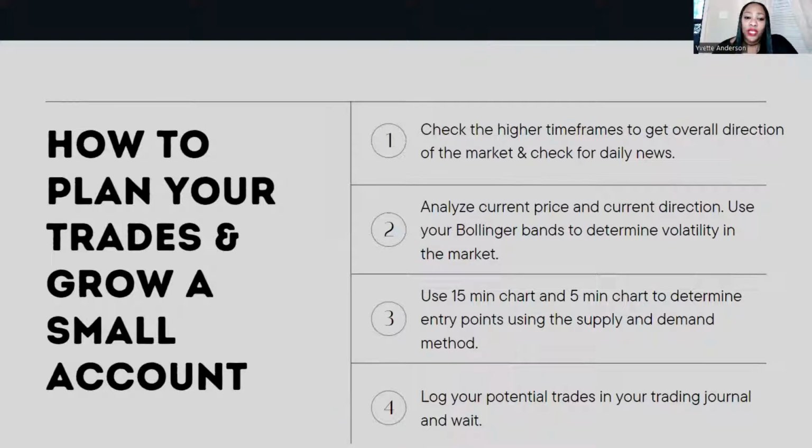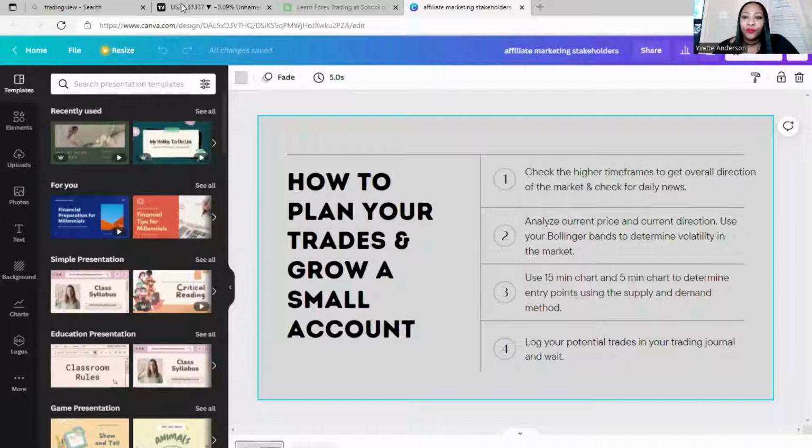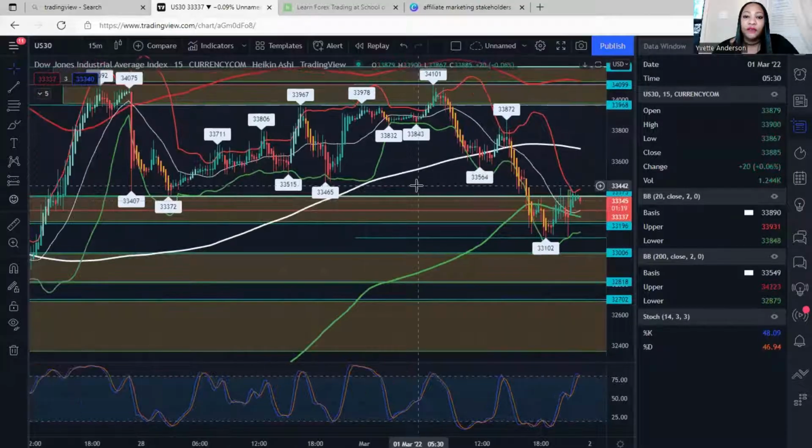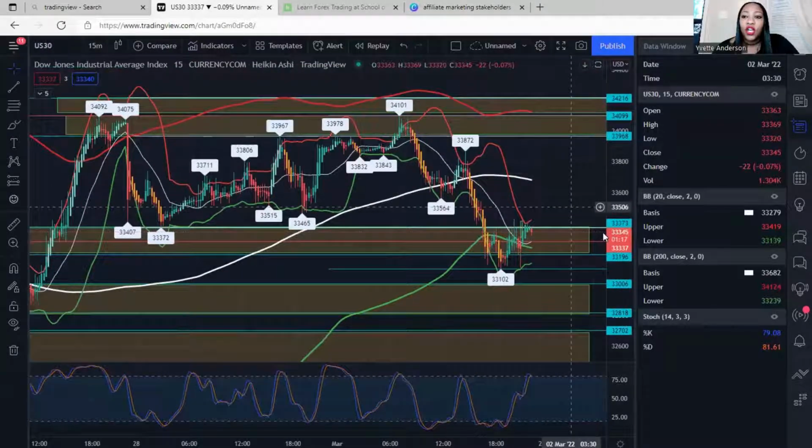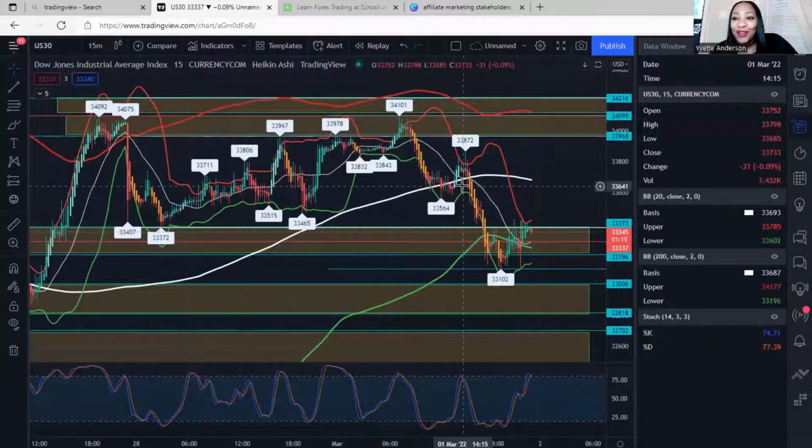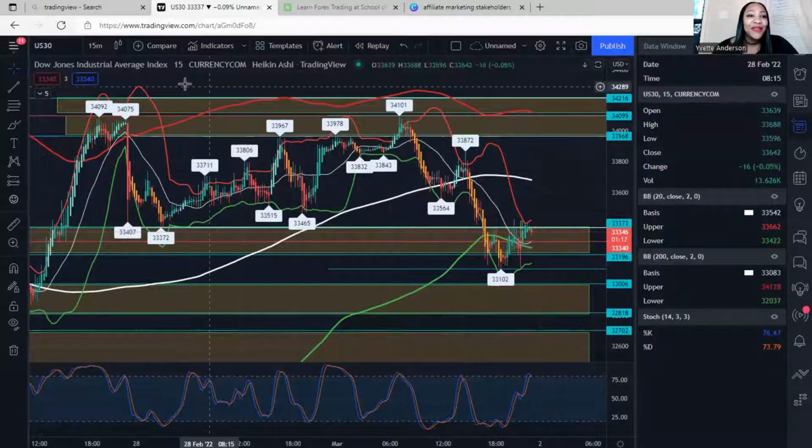So what I'm going to do, guys, is show you how I analyze the higher time frames. So this is the 15-minute chart, guys, and excuse the noise in the background. I have the door open because I love fresh air. Don't worry, it's going to pass.